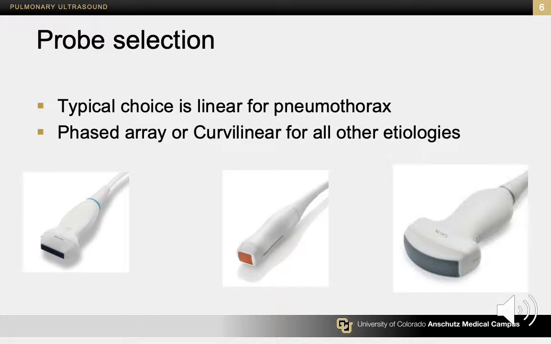For the other etiologies, you're looking primarily at the phased array or the curvilinear. Consensus is sort of more towards the phased array due to the smaller footprint and being able to fit that between the rib spaces a little bit more easily. You can still definitely use the curvilinear. It's just a little bit more challenging to get the image that you want between the rib spaces.